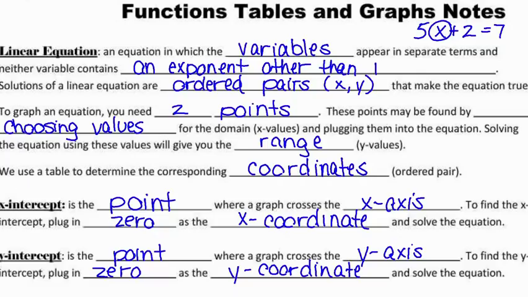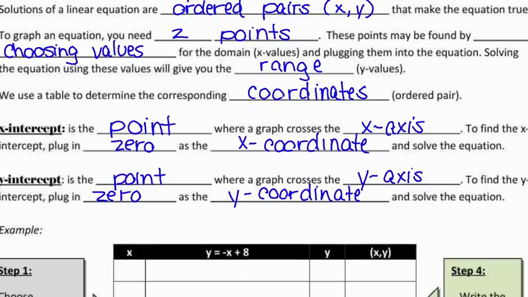We use a table to determine the corresponding coordinates for an ordered pair, so we just use a table to organize our work. Kind of like our ratio tables that we used with our 6th grade unit. The x-intercept is the point on the graph where it crosses the x-axis. To find the x-intercept, plug in 0 as the x-coordinate and solve the equation. And then the same thing for the y-intercept. It's the point where the graph crosses the y-axis. To find the y-intercept, you plug in 0 for y.